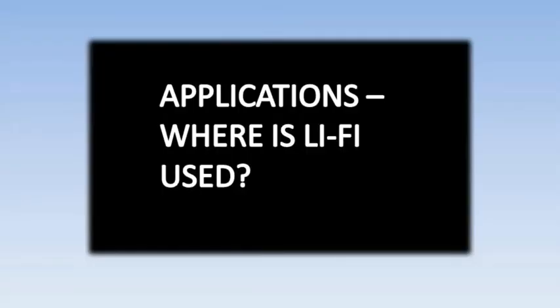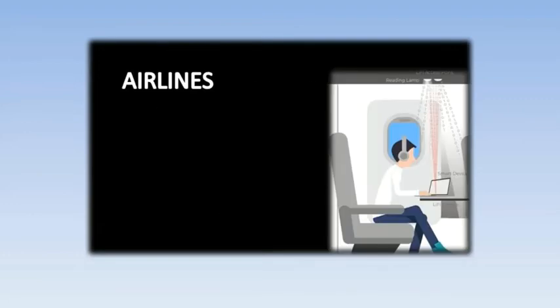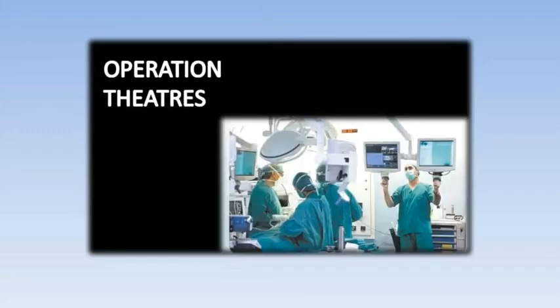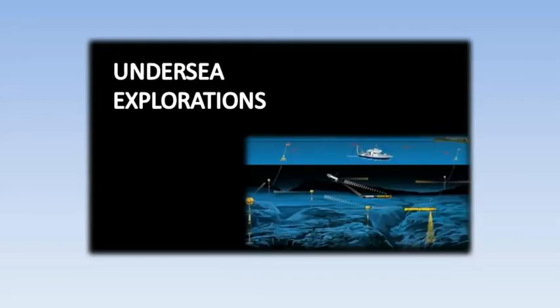Light fidelity is used for a variety of purposes. It is used in airlines for internal communication, as light does not interfere with the equipment on the aircraft that relies on radio waves, such as its radar. It is used in operation theatres, as light waves have little effect on the medical instruments and the patient's body, unlike radio waves. In undersea explorations, communication is done through Li-Fi systems, as light can travel through water.